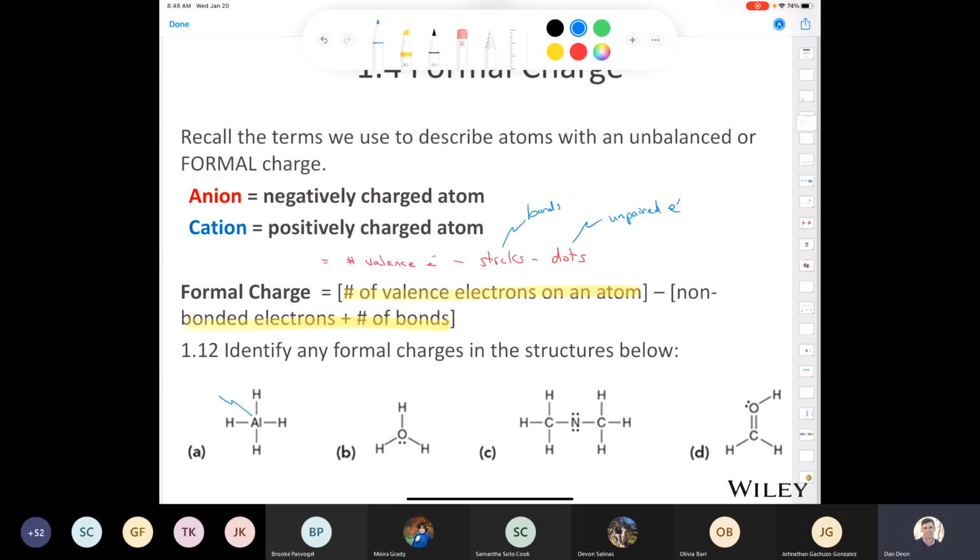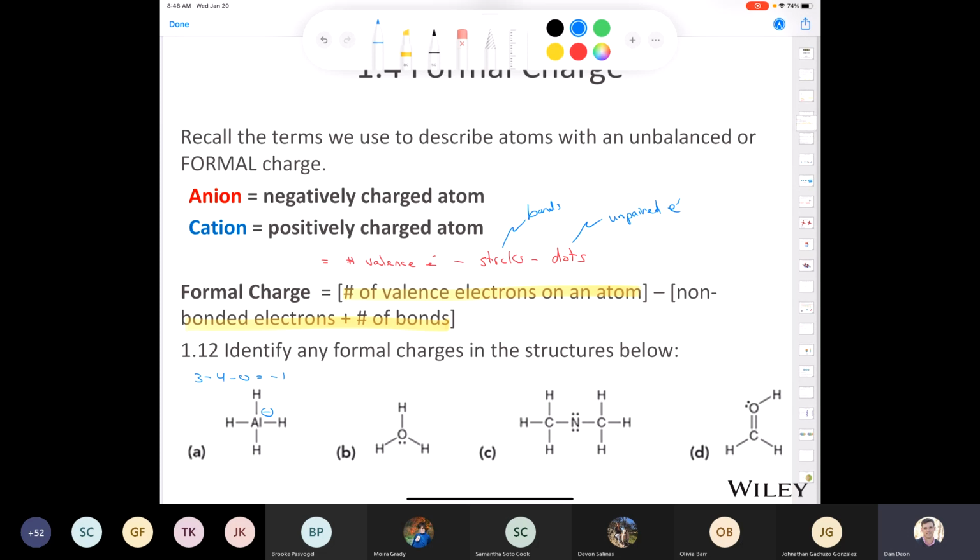Anyhow, aluminum has 3 valence electrons. Look, 3 subtract 4 sticks. Look, 1, 2, 3, 4 sticks, and 0 dots. There are no unpaired electrons. So 3 minus 4 means -1. That means the aluminum has a charge of -1.